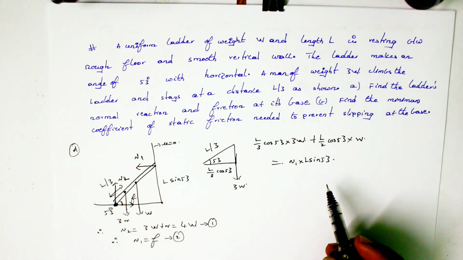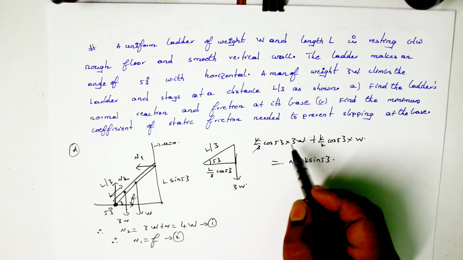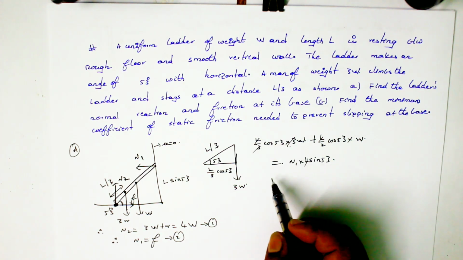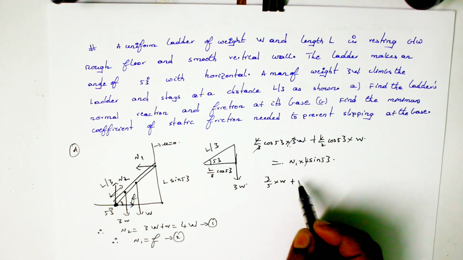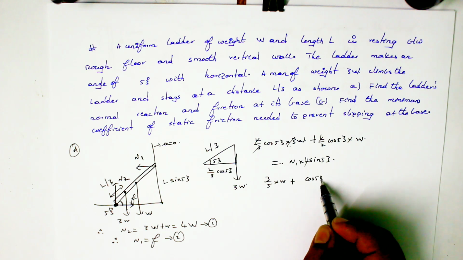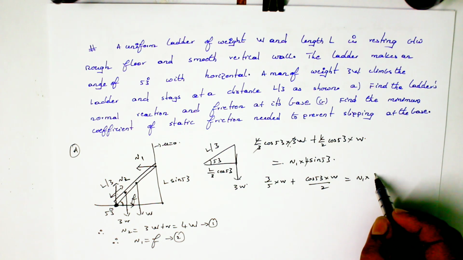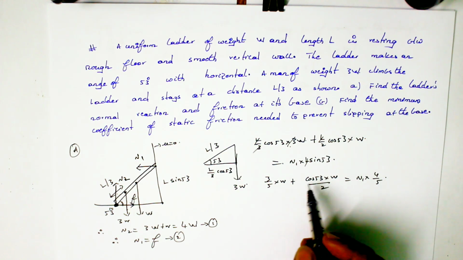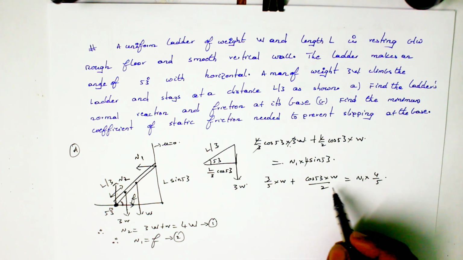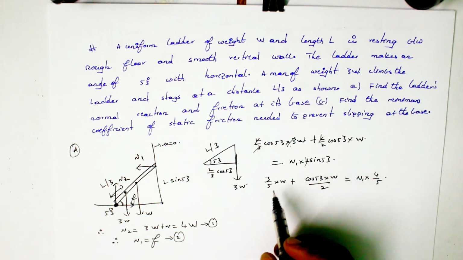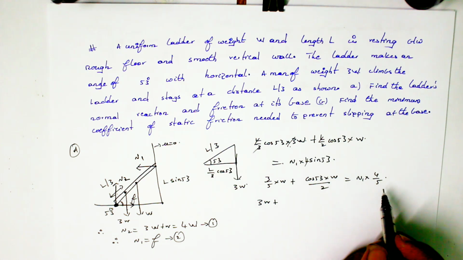If I substitute and see the calculations here, L and L get cancelled, 3 and 3 get cancelled. Now I have cos 53. Cos 53 is 3 by 5 into W plus cos 53 into W divided by 2 is equal to N1 into sin 53, whose value is 4 by 5 here. Here we forgot substituting 3 by 5, so let us write it. So 3 by 5, 5 here and 5 here also get cancelled. So 3W plus cos 53 is 3 by 5, already the 5 is cancelled.